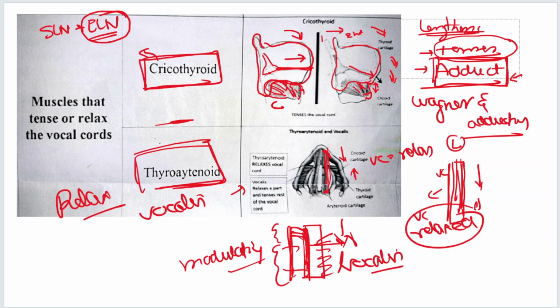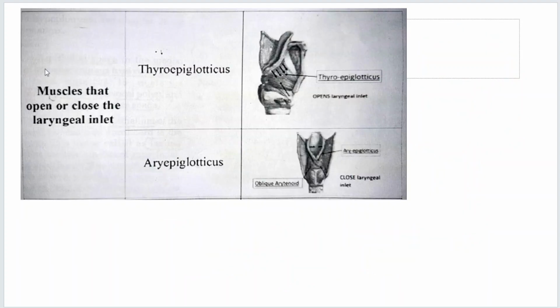Now coming to the muscles which open and close the laryngeal inlet. As I talked about, this is the laryngeal inlet. Here we have the epiglottis, this is the aryepiglottic fold, these are the arytenoids. Going into it, this is the vestibule of the larynx. Thyroepiglotticus is present between the thyroid cartilage and the epiglottis. So when it contracts, what happens?